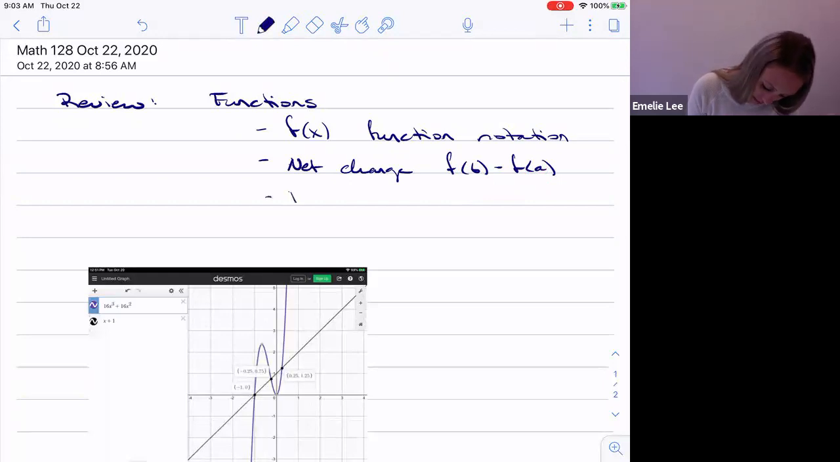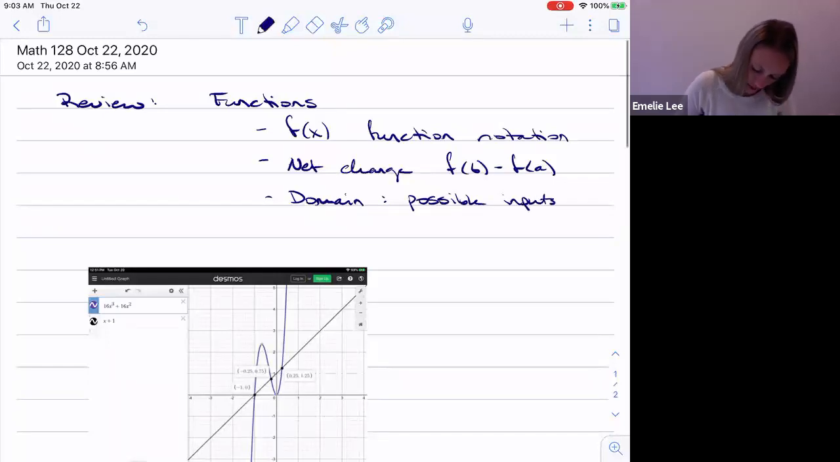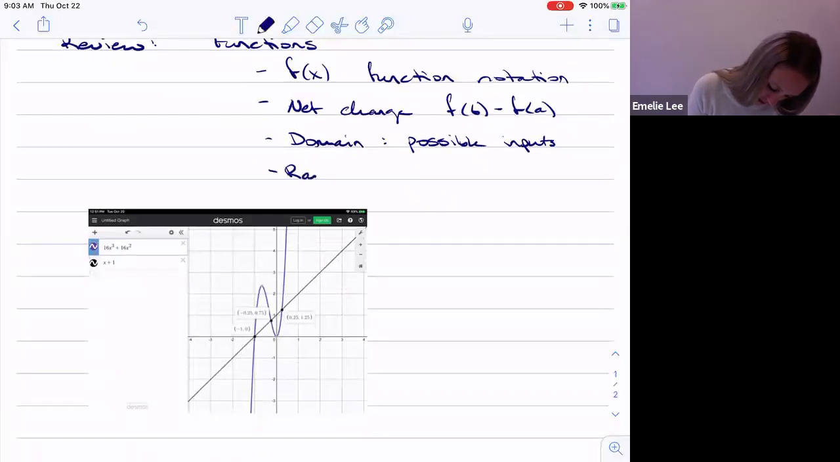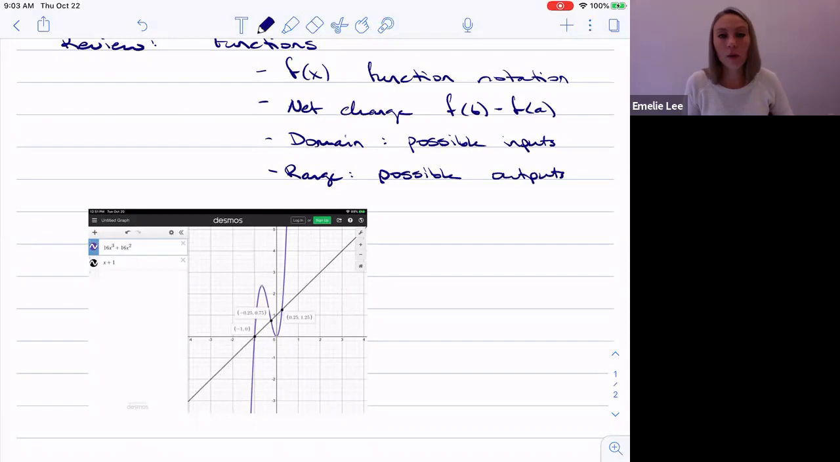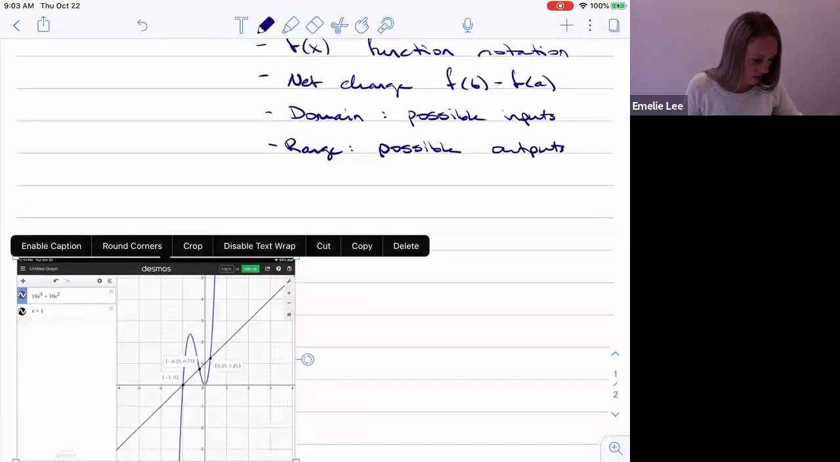We talked about the domain and range. Domain is all the possible inputs, kind of shorthand here. The range, the possible outputs. And we've seen domain before. We haven't really talked about range, but we looked at some graphs and we figured out what the domain and the range are. Let's scoot this down a little bit more.